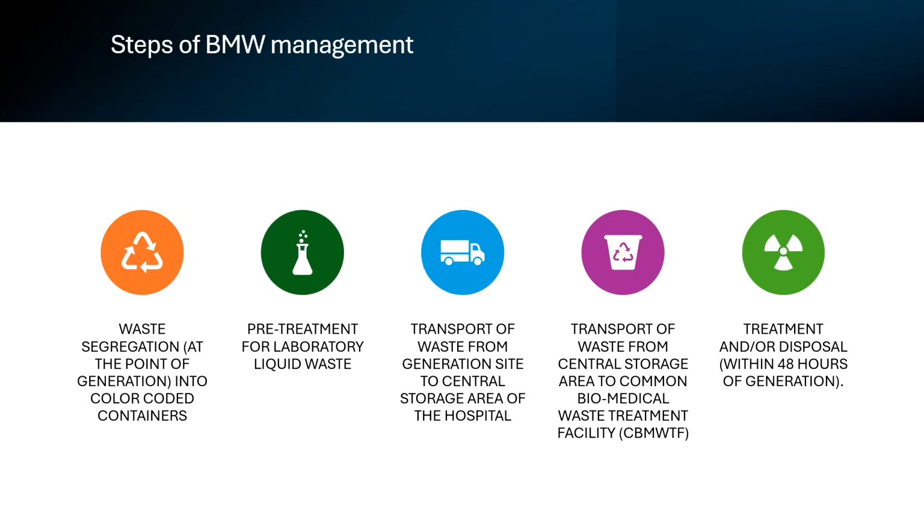What are the steps of biomedical waste management? Remember, the waste has to be segregated at the point of generation into color-coded bins that we will discuss later. Then there should be pre-treatment of the laboratory waste and the liquid waste. After the segregation and pre-treatment, the waste has to be transported to the general waste site or the central storage area of the hospital. From there, the waste should be transported to the common biomedical waste treatment facility.